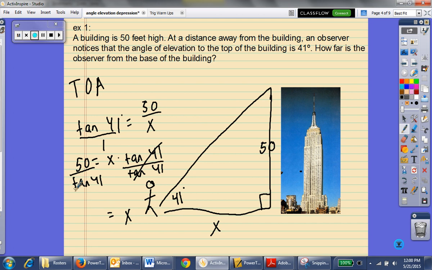Go ahead and type this into your calculator. And you should get 57.52. So this means that the observer is standing 57.52 feet away from the building. The next example.